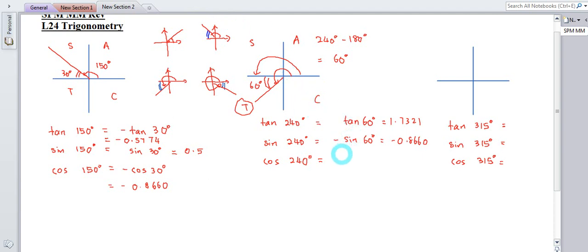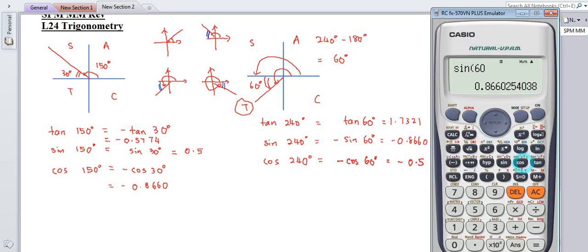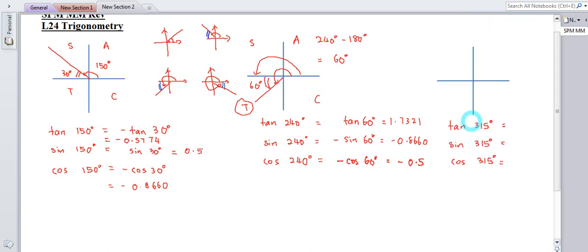Okay, so now we go to cosine. In this quadrant, we know cosine is negative. Put a negative here, and the reference angle is 60 degrees. Press the calculator. Cosine 60 degrees, you get 0.5, right? And put a negative over here. Cosine 60, you get 1/2 or 0.5. Okay, so we go to the last one.